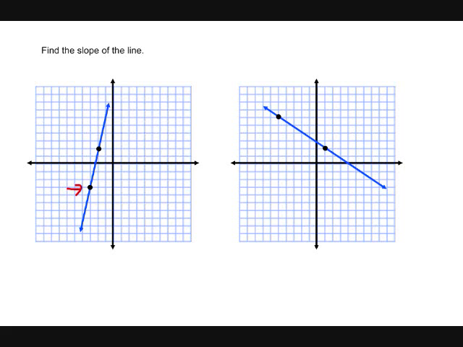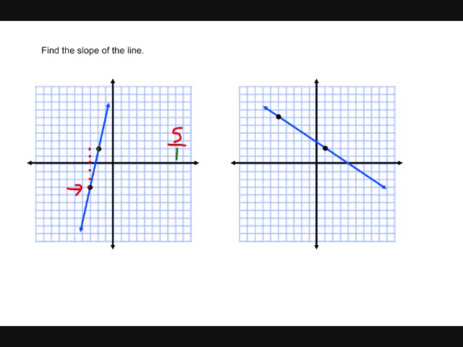So I'm going to go up from this point right here. I'm going to go up 1, 2, 3, 4, 5. So going up 5 means it's a positive 5 on top of my fraction. Then I'm going to go over to the right, and I'm going to go over 1. So if I go over 1, that's my run, and the slope that describes this line is 5 over 1.